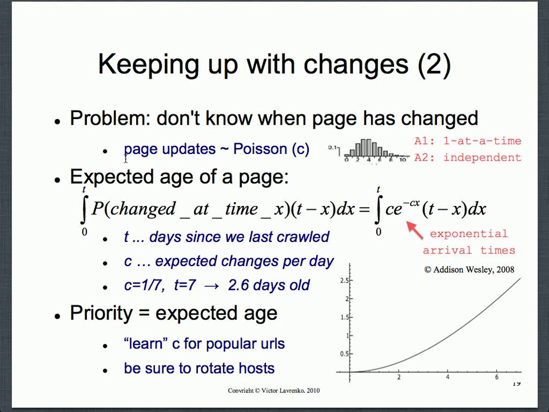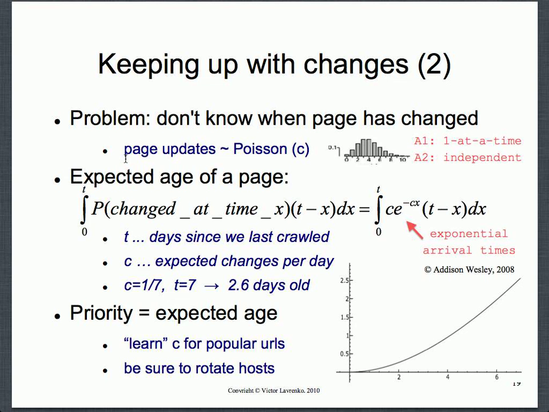So the probability that the first change came on day x is exactly the probability of inter-arrival time in a Poisson process. And that is an exponential distribution with some parameters. So it's going to have this form, c times e to the minus cx, where c is the parameter that tells you sort of what is the true update rate for that page. How often does it get updated? And of course you don't know c.